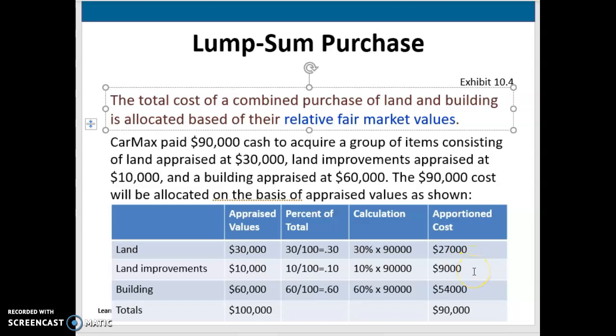For land improvements, 10% times $90,000 is $9,000. So we're debiting land improvements for $9,000, we're crediting cash for $9,000. And then we have building. 60% of $90,000 is $54,000. We're going to debit building for $54,000, credit cash for $54,000. That allocates that entire $90,000 to those three assets. So anytime you have a lump sum, that's what we're going to be doing.